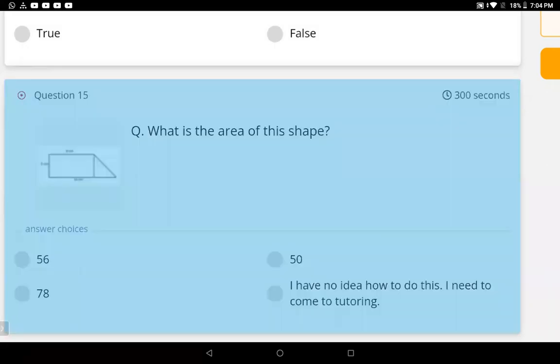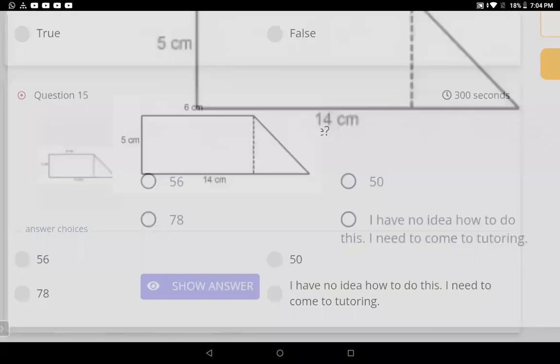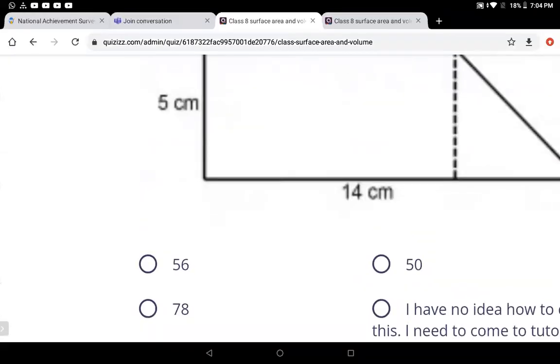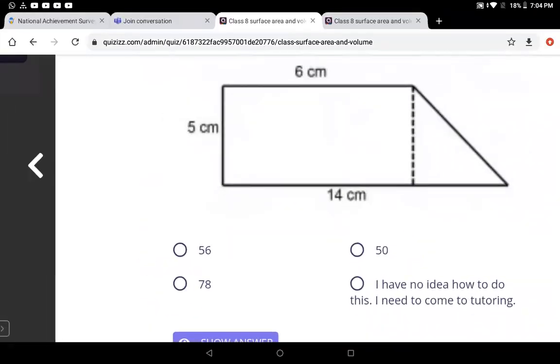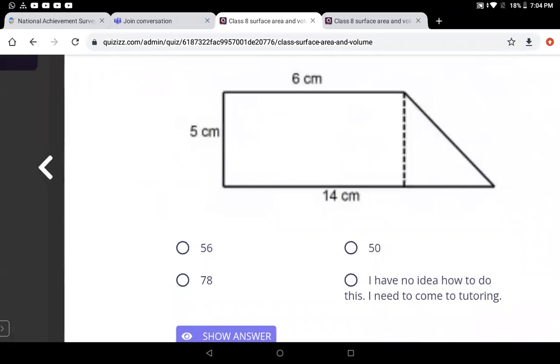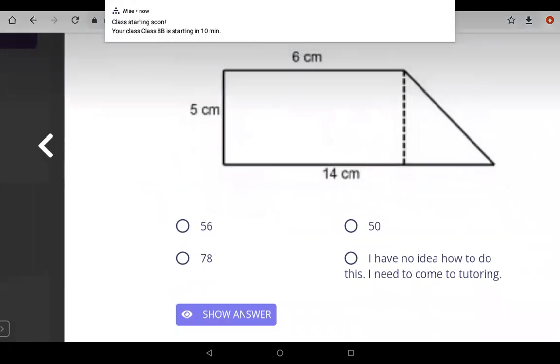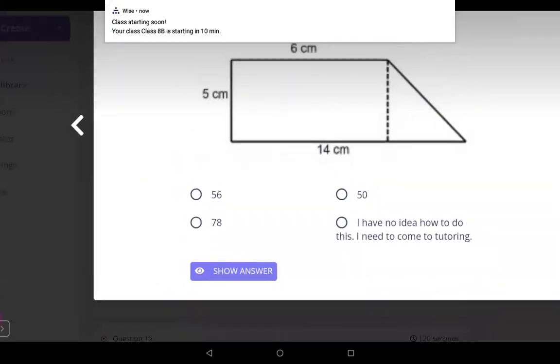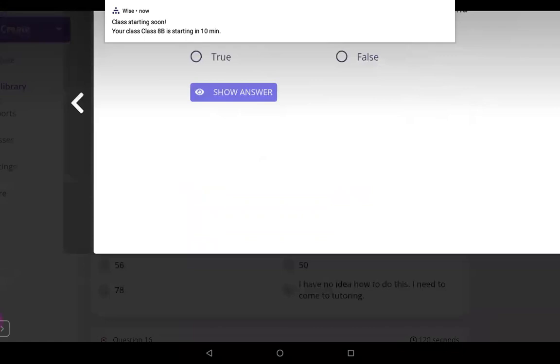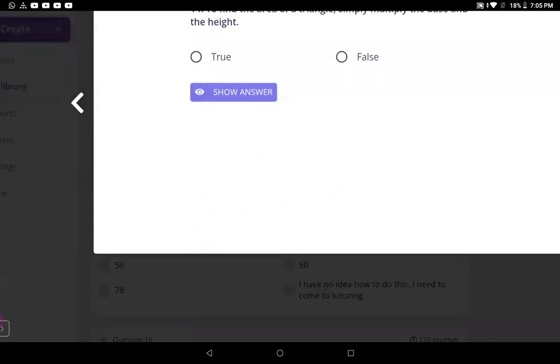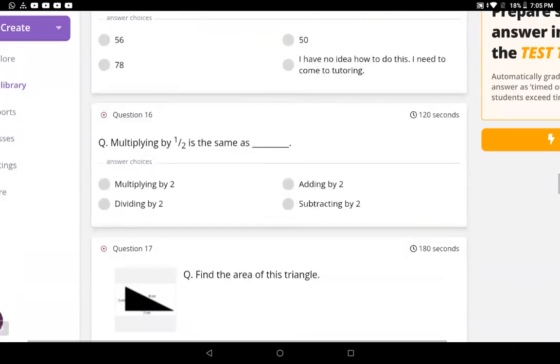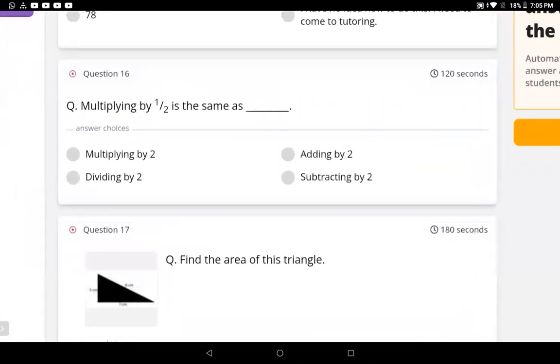Is it able to see the figure? One minute, children. Ma'am, it's 50. We multiplied 20 with 5, that gives 50, right, children? Right. Option C is correct. Next one, multiplying by 1 by 2 is the same as dividing by 2. Very good, very good.